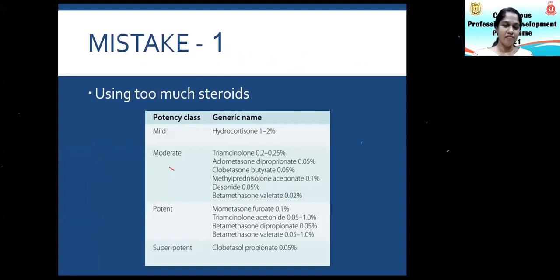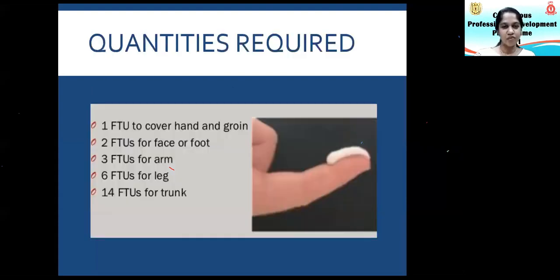Mistake number 1, using too much steroid. As we know, there are many different classes of steroids according to potency. And then we have to know which steroid to use and in which quantity. A useful guide for the quantity required is the fingertip unit. If you squeeze out cream to cover your distal phalanx, that is equal to 1 fingertip unit. And 1 FTU can cover the region of a hand or groin, and 2 will be enough for a face or foot, and likewise.